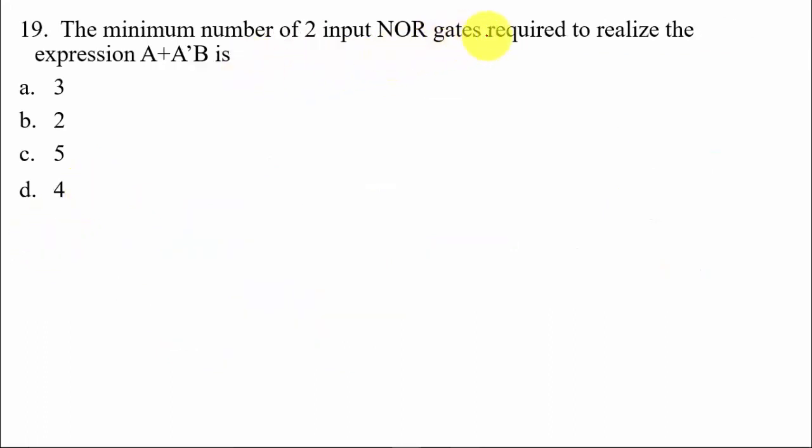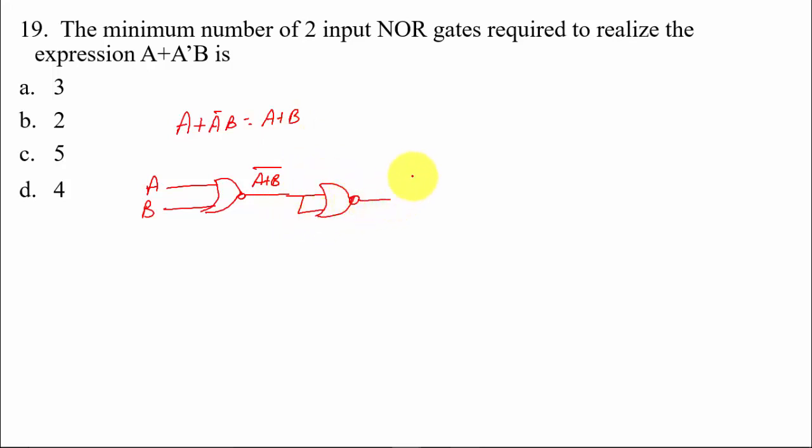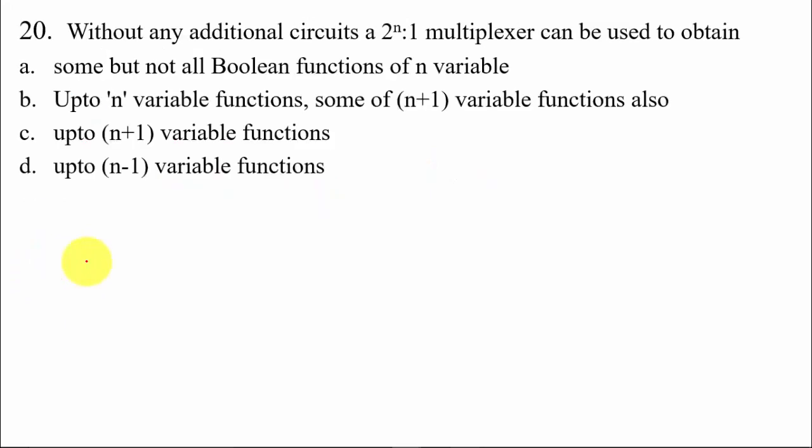The minimum number of 2 input NOR gates required to realize the expression A plus A bar B. We know that A plus A bar B is equal to A plus B itself. So how many 2 input NOR gates are required? If my inputs are A and B and I connect them to a NOR gate, the output will be A plus B the whole bar. But what I need is A plus B. So I connect an inverter, that is, a NOR gate with shorted inputs. Then I get the complement of A plus B the whole bar, which equals A plus B. You have made use of 2 input NOR gates, so option B is correct.